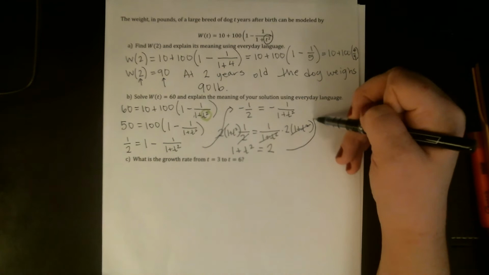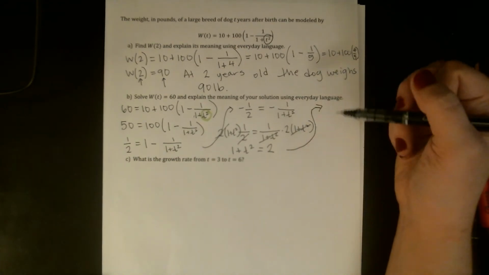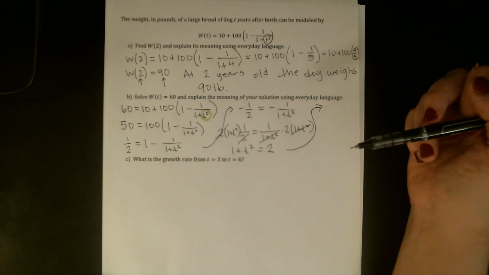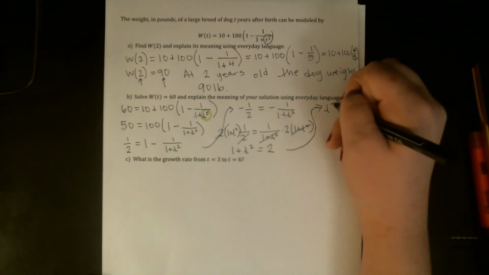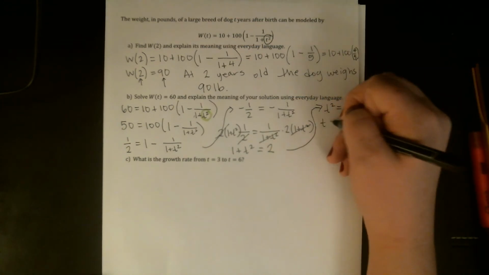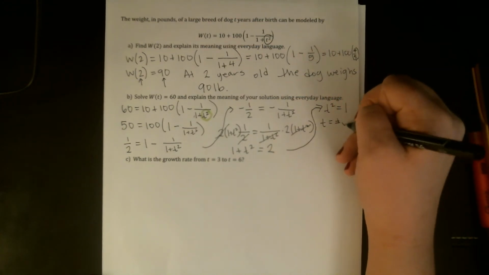Ooh, I'm almost out of room, but I think I can squeeze it in. Almost done. Now I've got t by itself on the left-hand side, so I'm going to get rid of the 1. I need to subtract 1 from both sides. And then I need to get rid of the square. I'm going to square root both sides. Do not forget your plus or minus.